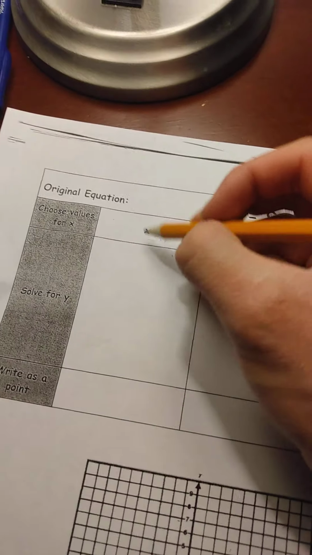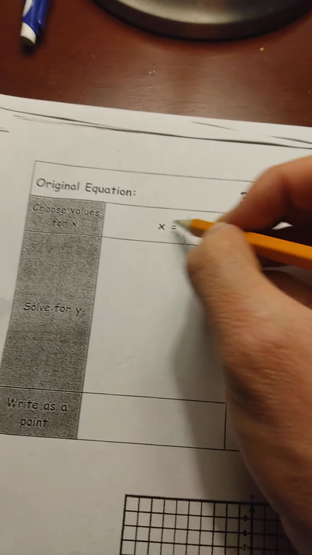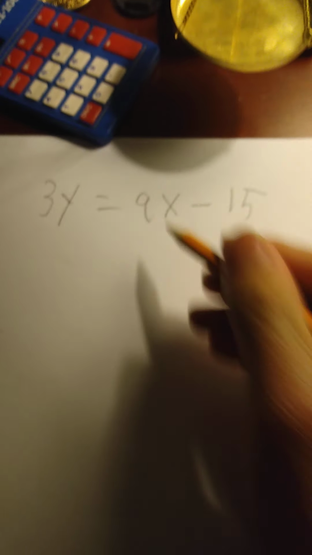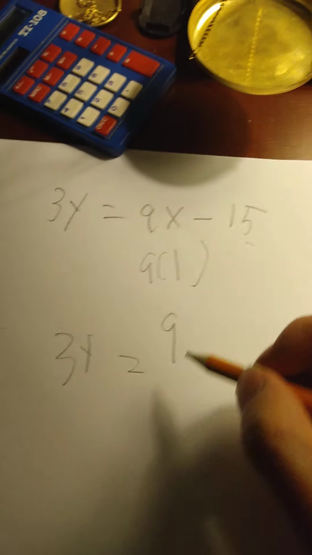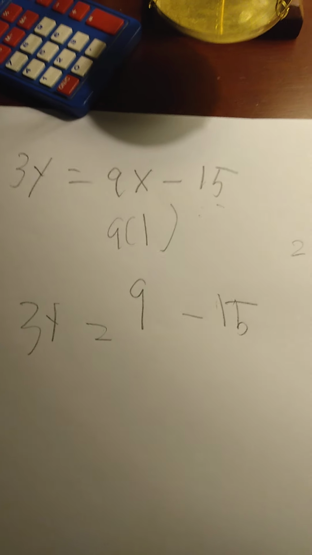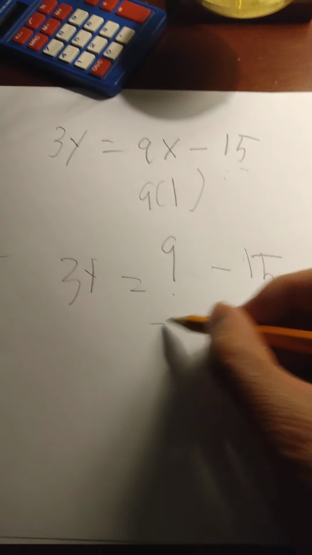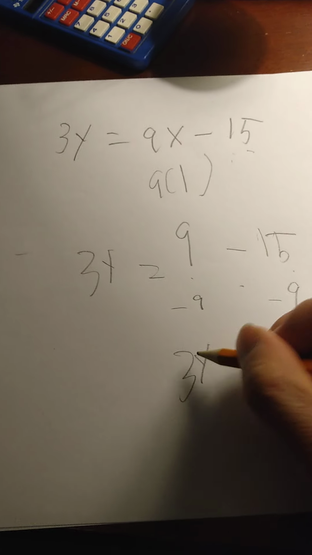Well, let's say x is going to equal 1. So now we write this problem on a separate piece of paper to get y. Say, if x is 1, what is going to be y? We've written the rule right here. So if 1 is x, 9 multiplied by 1 is just 9. 3y equals 9 minus 15. So we want to do 9 minus 15. That'll bring us to just negative 6.